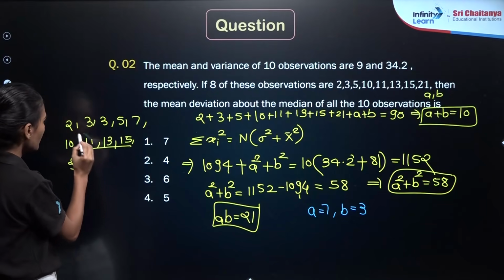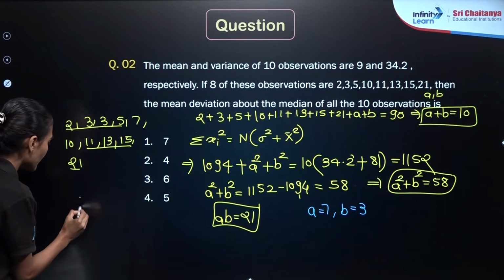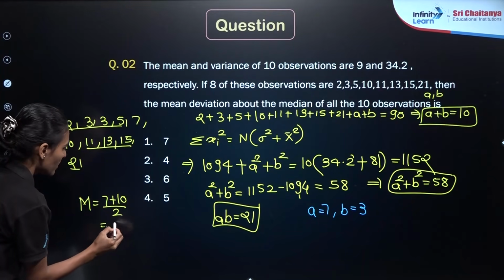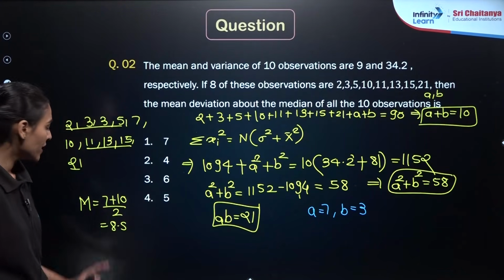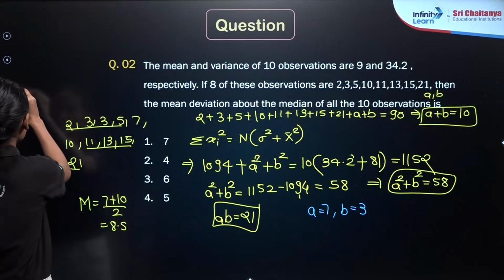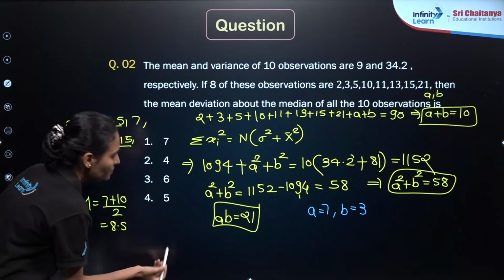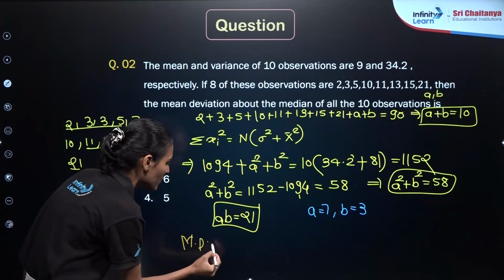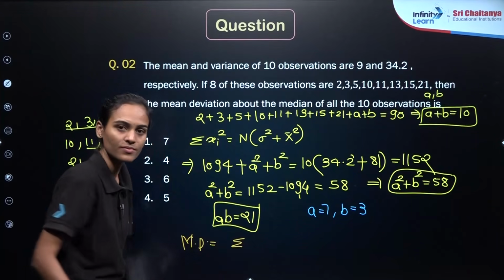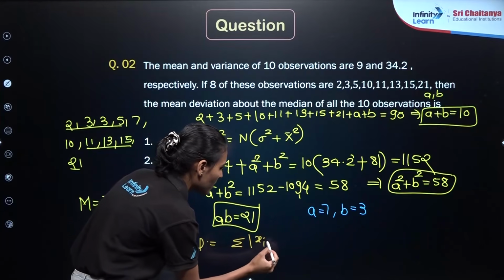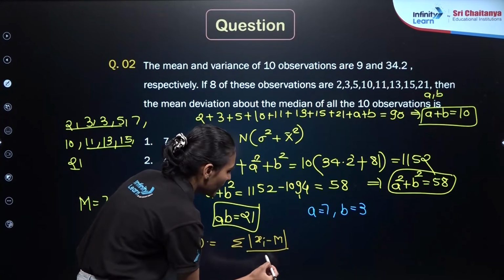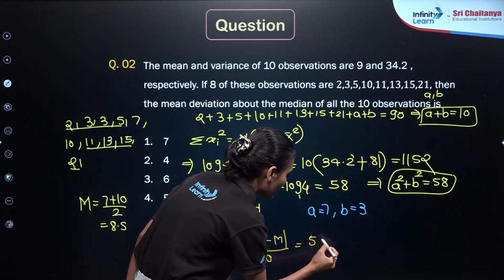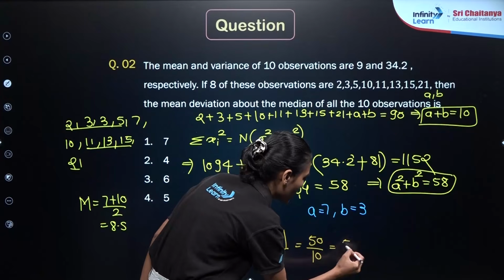So leave this 4, leave this 4. So what will be the median, capital M? It will be 7 plus 10 by 2, which is nothing but 8.5. Then mean deviation about this median is given by, we can write mean deviation itself. So mean deviation is nothing but, students, summation modulus of xi minus capital M divided by n. N is 10. This is nothing but you will get 50 upon 10, which is nothing but 5.